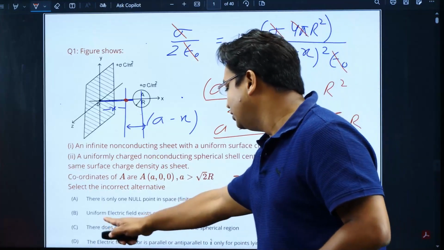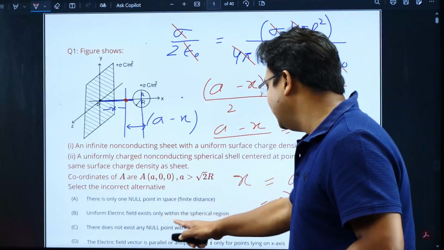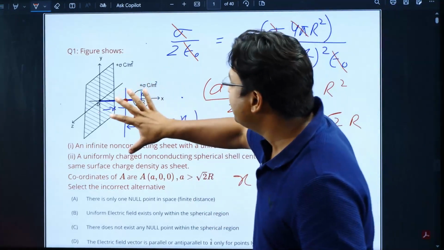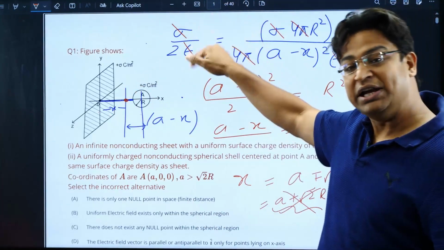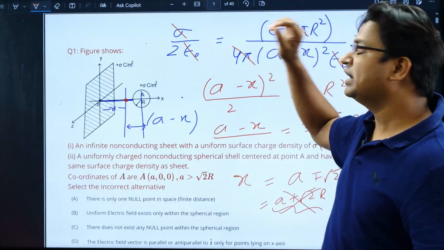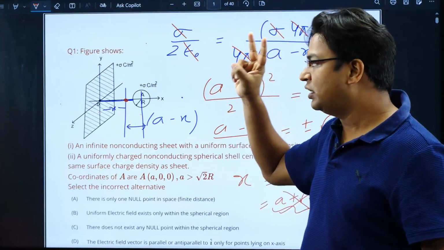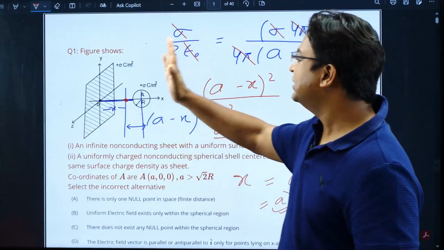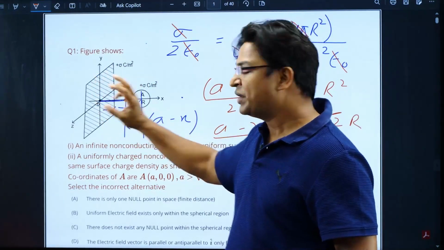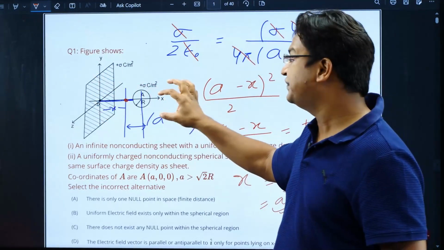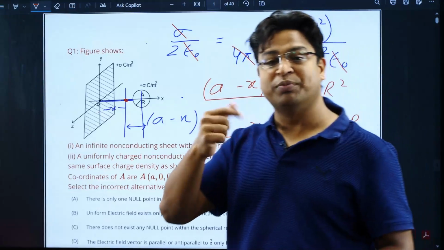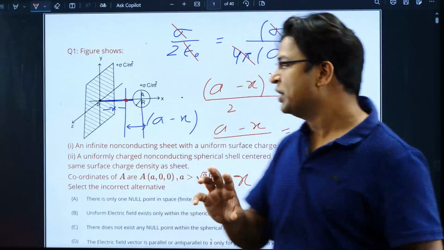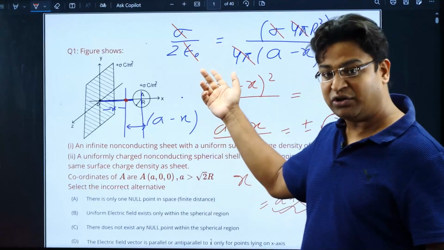Uniform electric field exists only within the spherical region. Again, for any point outside the sphere, the electric field will comprise two electric fields, the superposition of two fields. One is the uniform field of the infinite sheet and the other is the non-uniform field of the sphere. So a uniform field superimposed with a non-uniform field will give me a non-uniform field. So outside the sphere the field is definitely non-uniform.